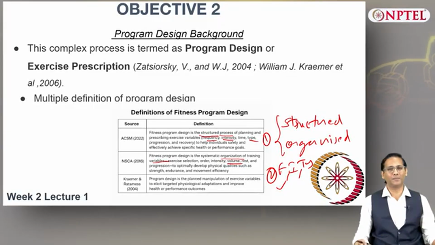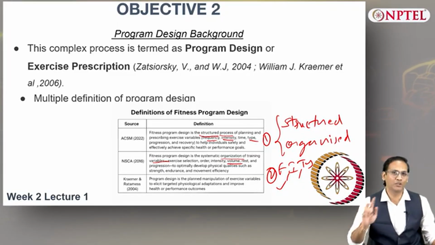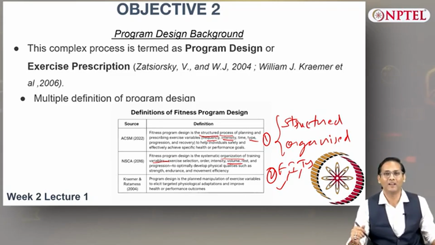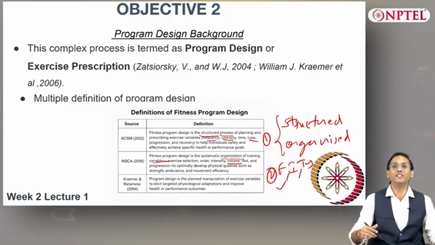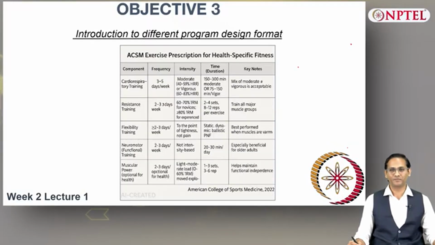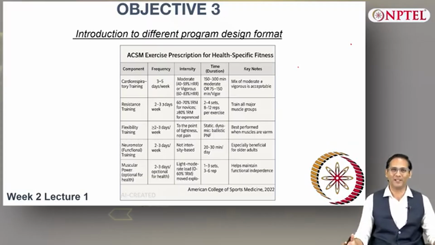It doesn't matter what definition you read for program designing, there are two things that are common. One, it has acute training variables: it has frequency, it has intensity, it has type. And two, these acute training variables need to be structured or organized. With different structures, you get different program designs.